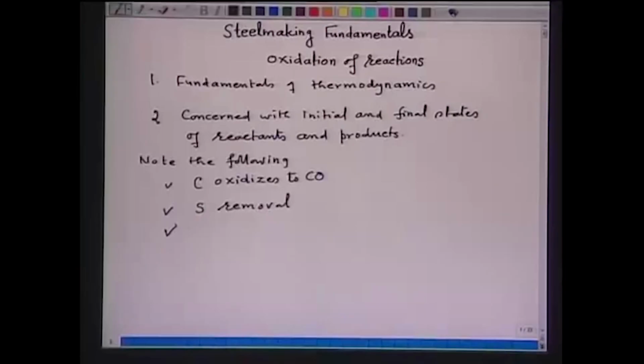Number 3, for oxidation purposes, oxygen is required. That means we have to blow oxygen. The chance of reaction between the impurity elements and the gaseous oxygen is considered to be negligibly small.